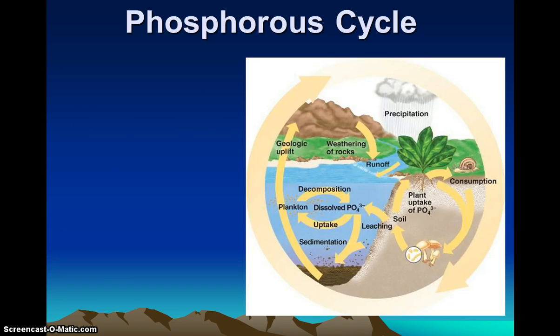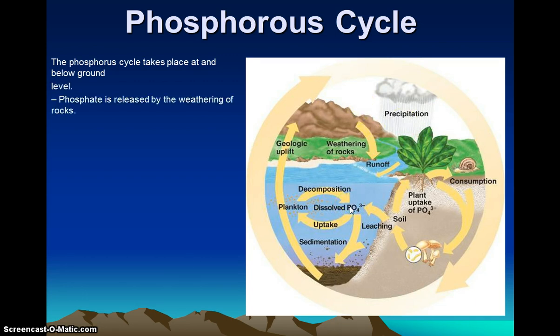The phosphorus cycle is pretty easy as well. First off, the phosphorus cycle takes place at and below ground, so it's never up in the atmosphere. It's always going to be below ground down here. Phosphate is released by the weathering of rocks.